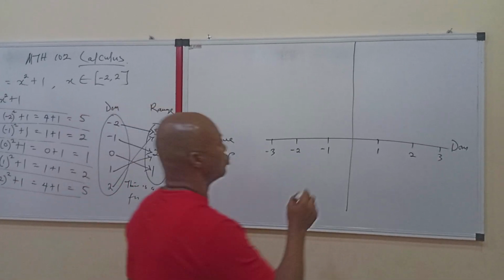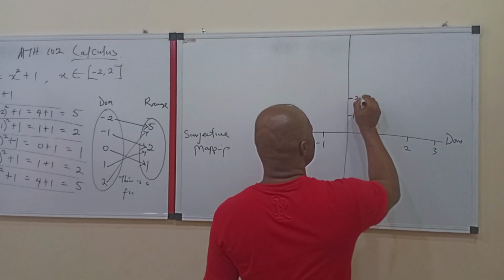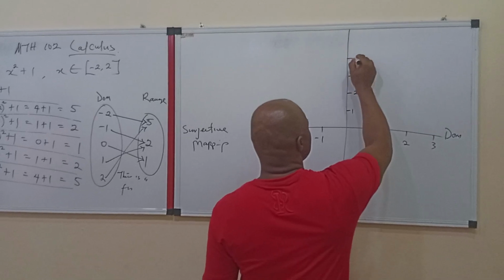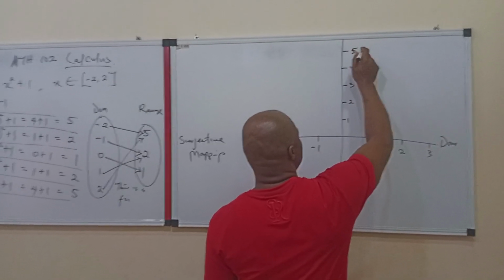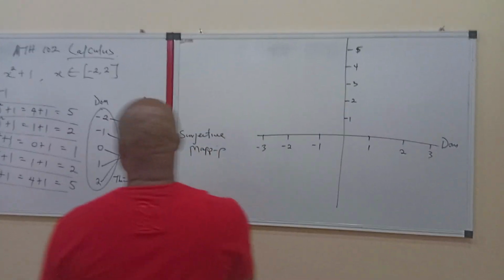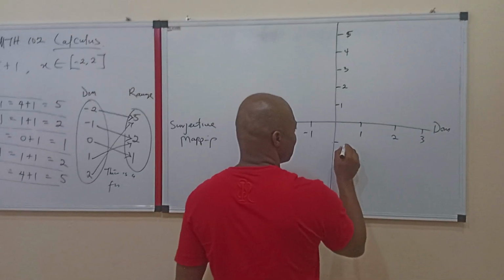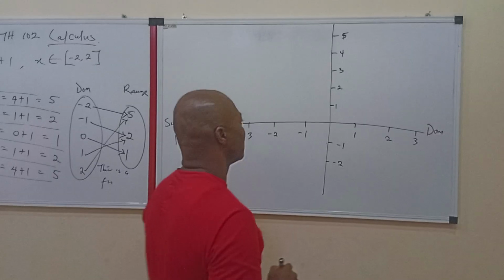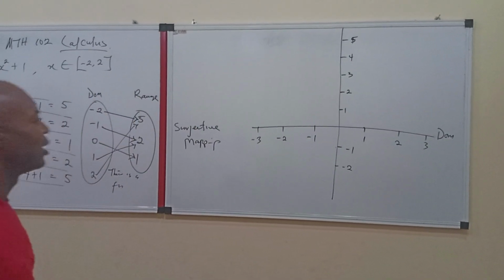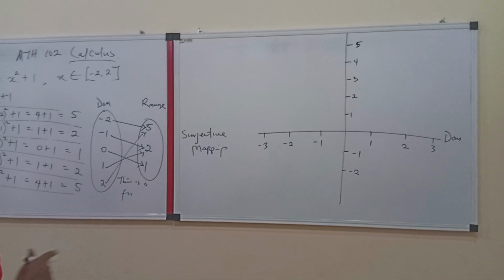So how do we do it? From here to here is 1, from here to here is 2, from here to here is 3, from here to here is 4, from here to here is 5. Then we don't get a minus for this side, though. If not, we would have -1, -2 on this side. Now maybe we try to plot and see the shape, how the graph will come out.